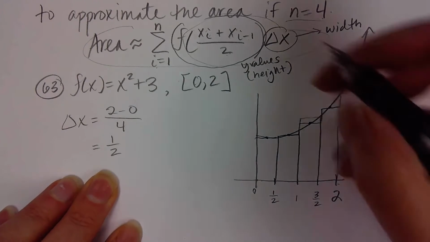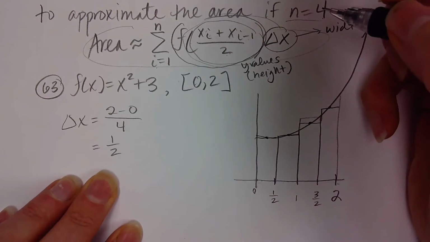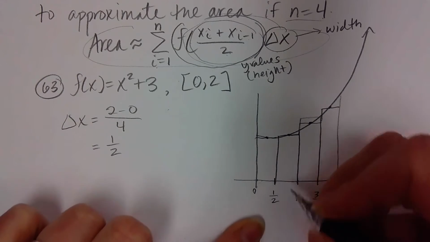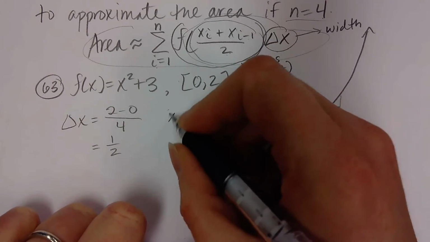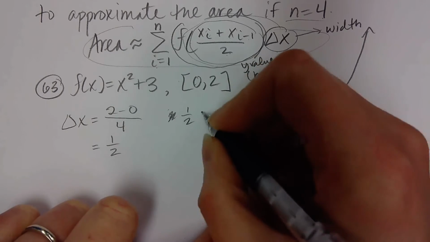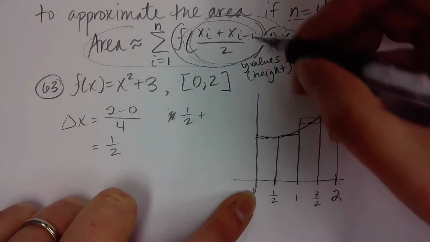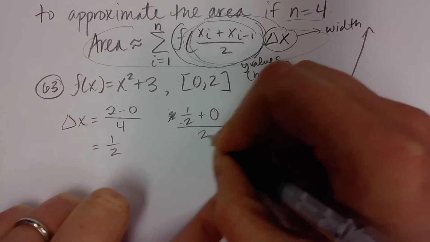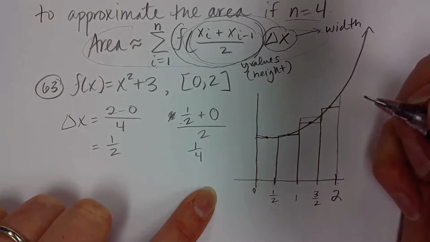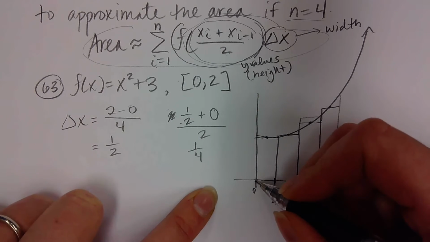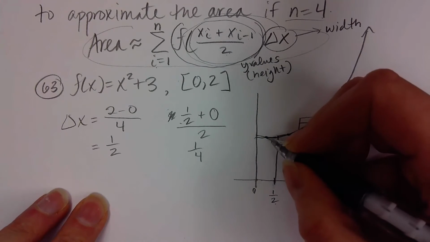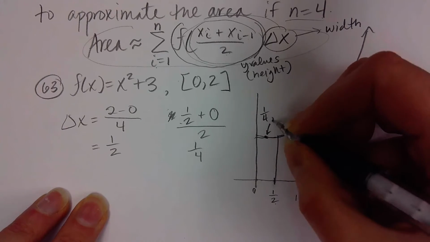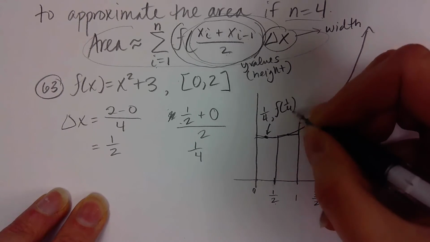We got 1/2. And then this over here is saying my first x sub i is 1/2, plus the one that comes before that, because that's what i minus 1 means, the term before that is 0, all over 2. So my first midpoint should be 1/4. Well, I already know that halfway between 0 and 1/2 is 1/4. So when I am looking at this point right here, if I'm looking at the height, it's going to be 1/4 comma, the height is going to be f of 1/4.